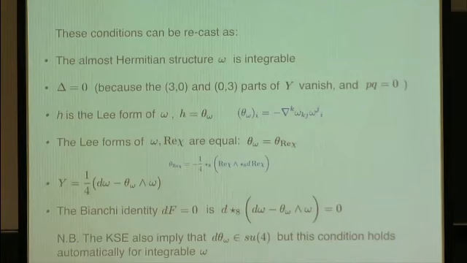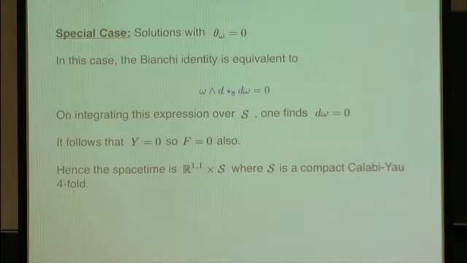You also find that the exterior derivative of the Lee form has to be in SU(4), but in fact one can show that this holds automatically as a consequence of the integrability of omega. So this is a somewhat simpler looking set of differential conditions. This is necessary and sufficient for the whole thing to satisfy the Killing spinor equations. One can do even better, however.